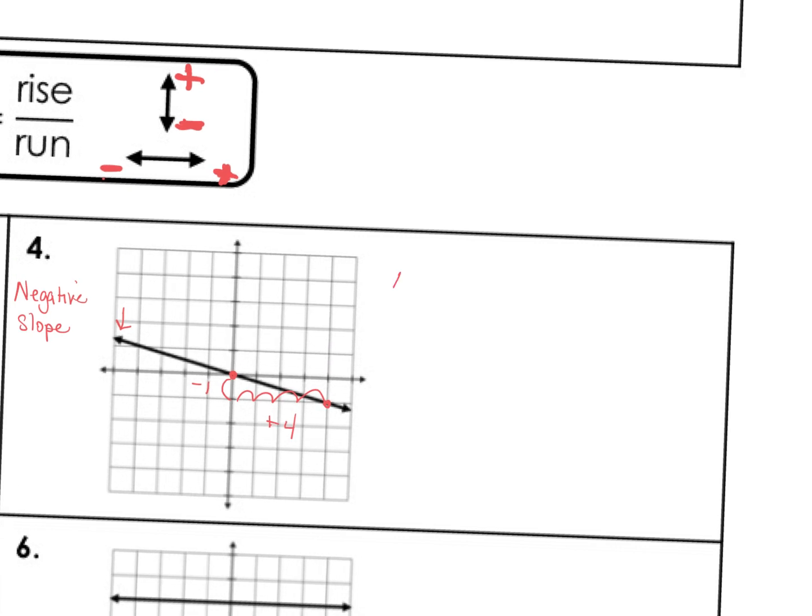So for this one, the slope equals the change in y over the change in x, which is the rise over the run. We said our rise was down, so it's -1, and our run was +4. So the slope is -1/4.